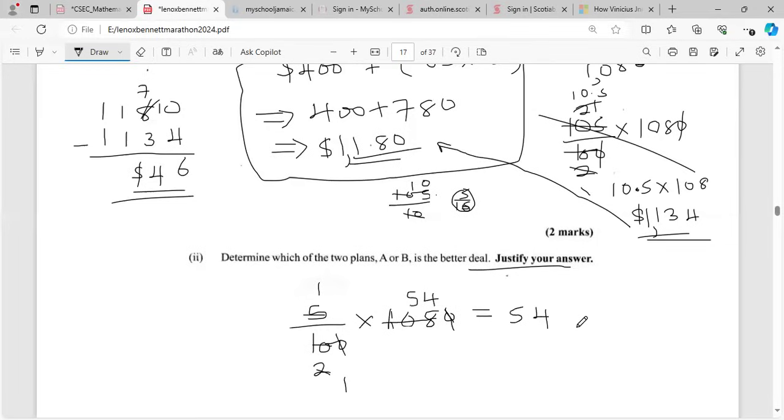So guys, 5% would be 54, right? So we'd add the 54 to this.